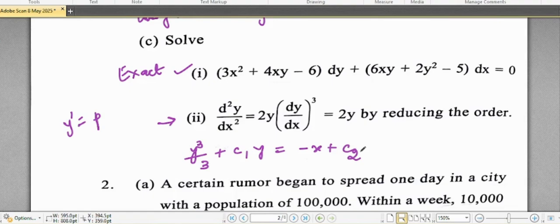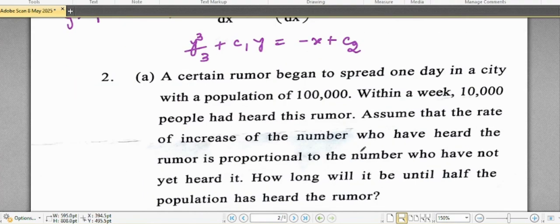Now moving on to 2a, there's a certain rumor which began to spread, again from Penny. It's a standard question. The rumor begins to spread, and the assumption is that the rate of increase of the number of individuals who have heard the rumor is proportional to the number who have not heard it. So you can see that the equation is going to be dx by dt is k into the total figure, which is around 1 lakh, minus the number who have heard it. This is the equation which will be followed, and using the given conditions you can see that it is easily solvable.